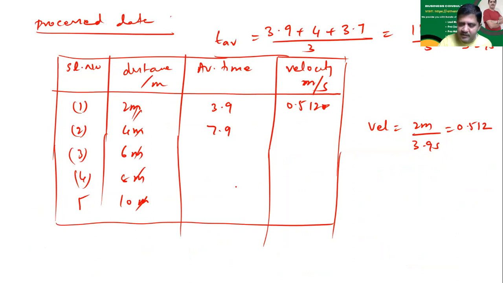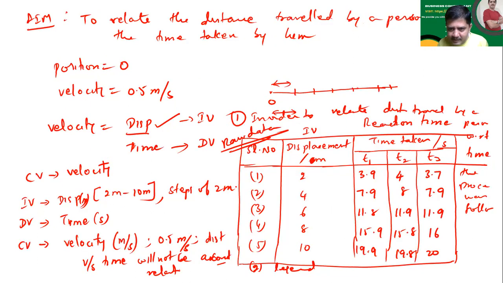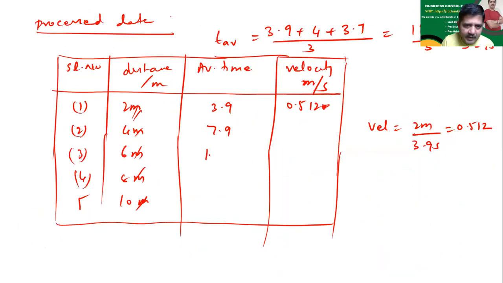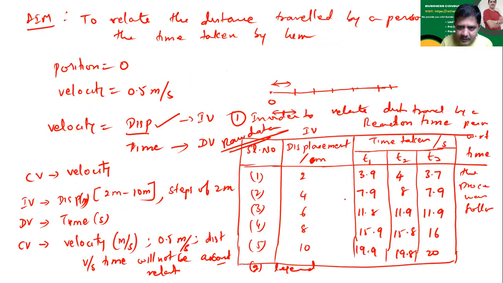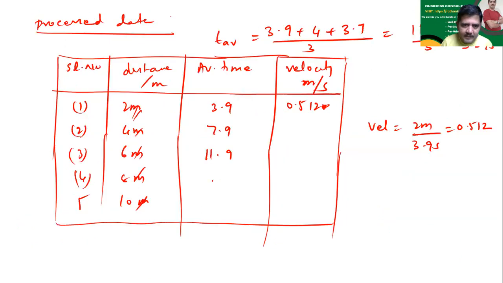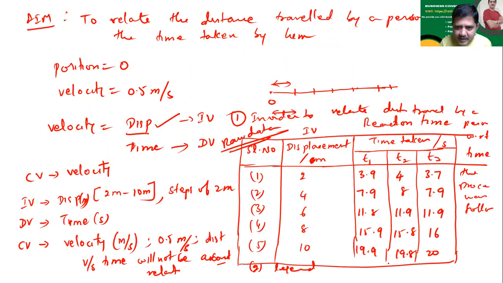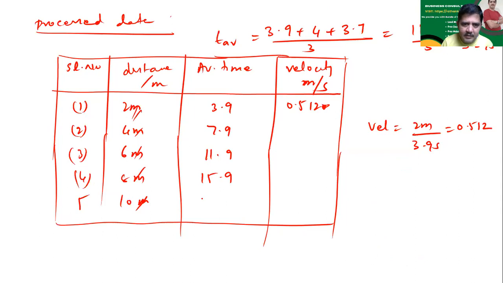And then for 6 meters, let us do this one. This is 11.8, 11.9, 11.9. This is 11.9 once again. The next one is 15.8, 15.8, 15.9. Definitely it is 15.9. Then 19.9, 19.8, and 20. This should be 19.9. Now let us calculate one by one all these values over here.